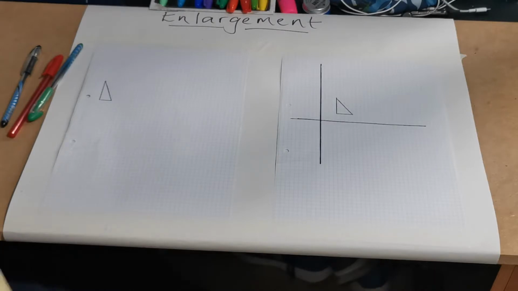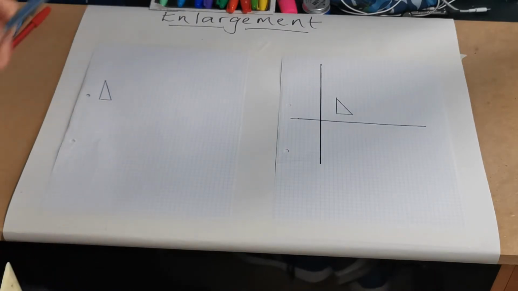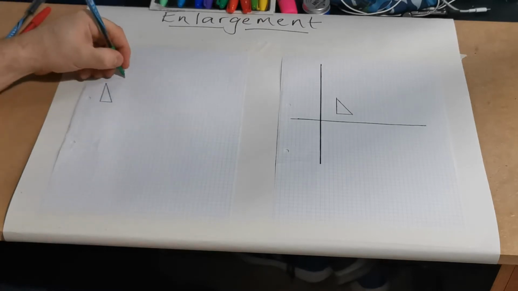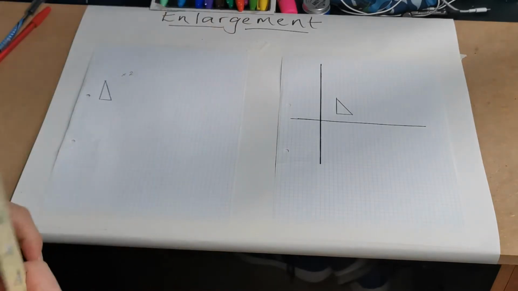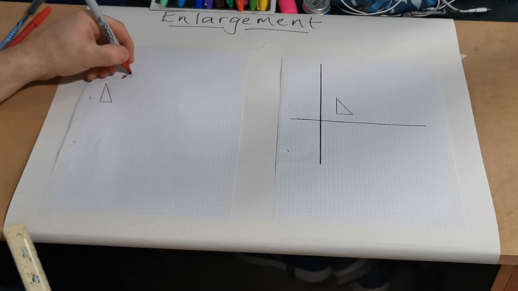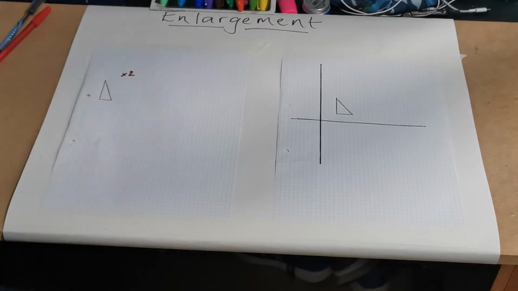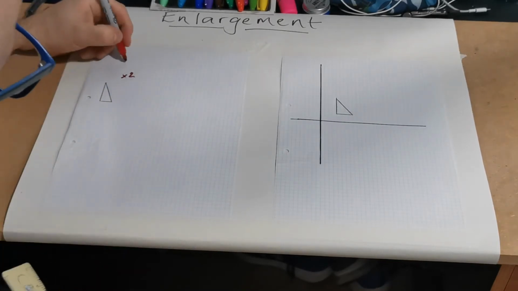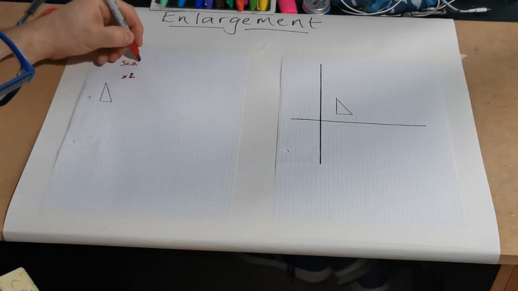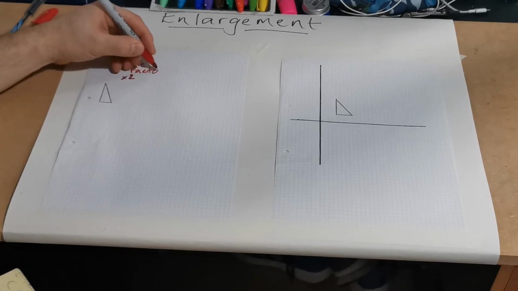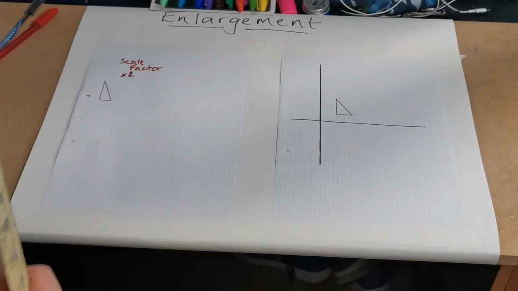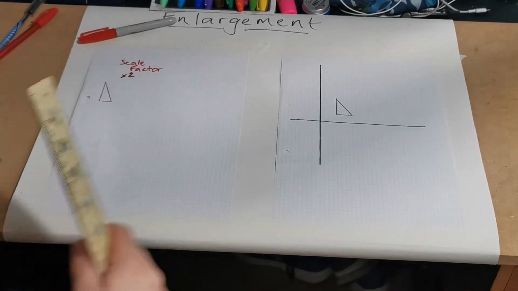Hi guys, today I'm going to talk to you about an enlargement, and in its most basic form it's just about making sure each side is longer than previously, or longer or shorter according to a multiplier. So if I said I wanted to enlarge with a scale factor of 2, that means I want to make each of the sides two times longer.